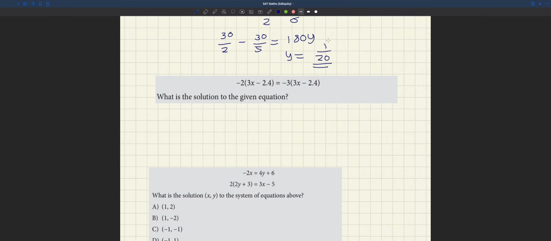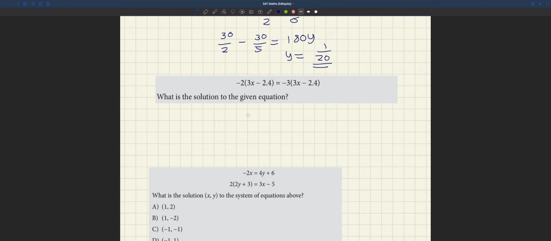The structure of this equation shows that negative 2 multiplied by the quantity 3x minus 2.4 is equal to negative 3 times the same quantity 3x minus 2.4. This tells us that 3x minus 2.4 must be equal to 0, as this is only possible when 3x minus 2.4 equals 0.